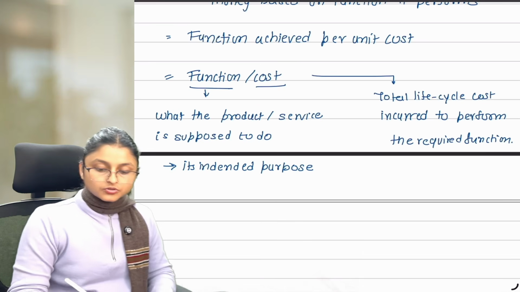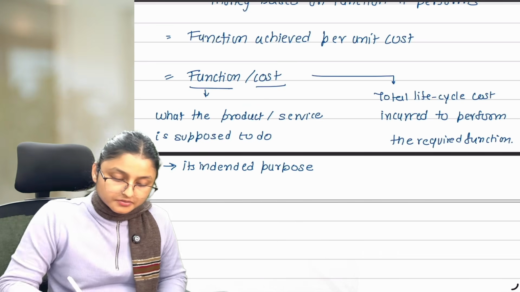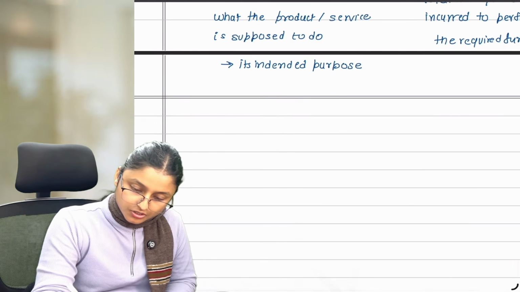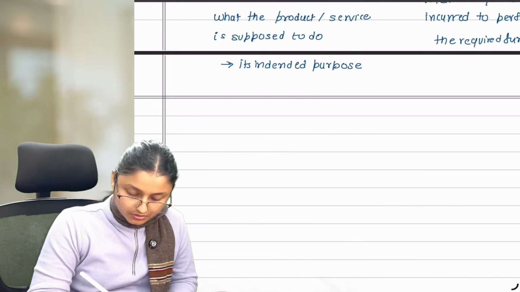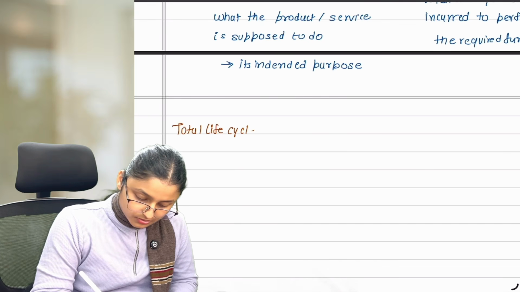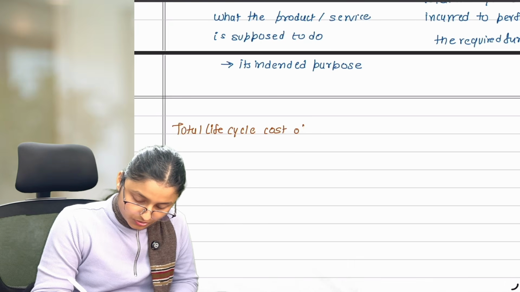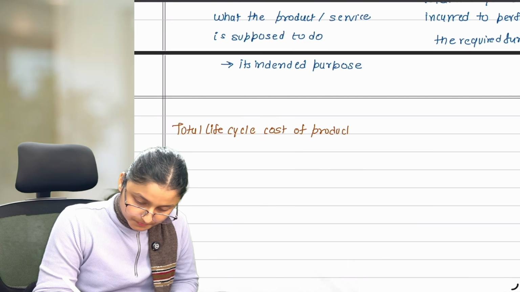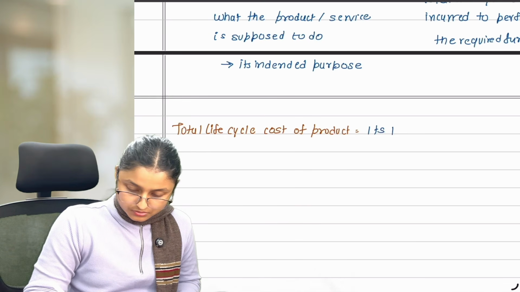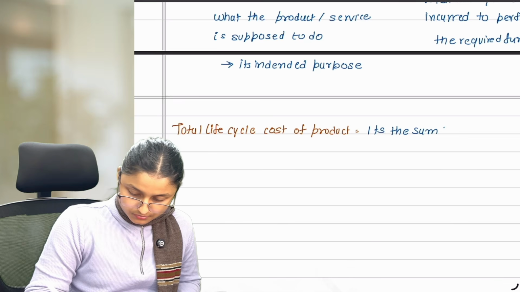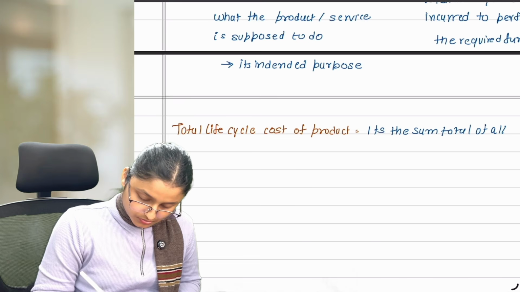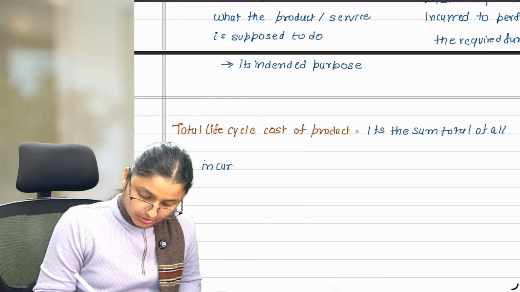Now, when we say total life cycle cost, what does it mean? Let's write about the total life cycle cost of a product. It's the sum total of all cost incurred over its useful life.